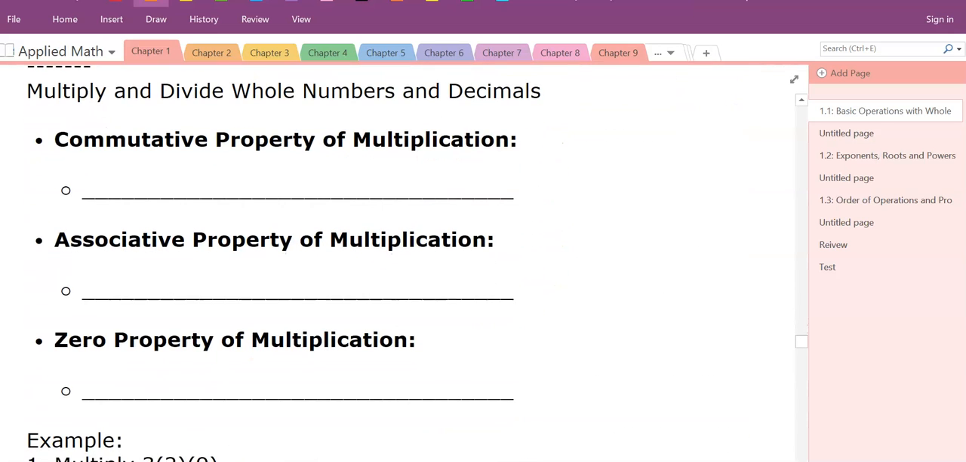Okay, moving into multiplying and dividing. So just like addition, we also have some of these properties that apply to multiplication. Notice that we haven't talked about any of those properties when it comes to subtraction or division, and that's because the order does matter for those type of operations.